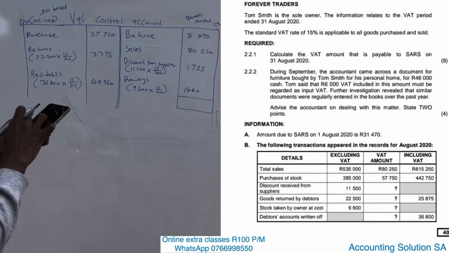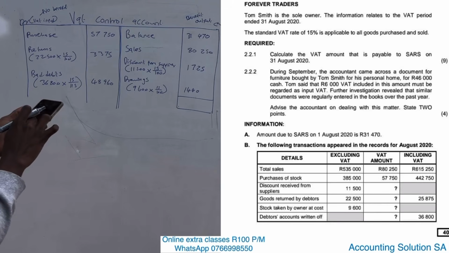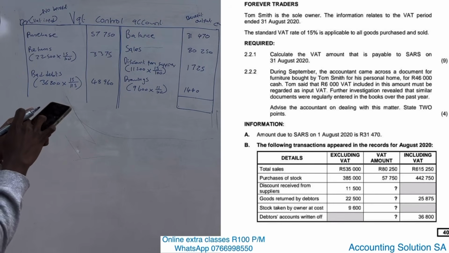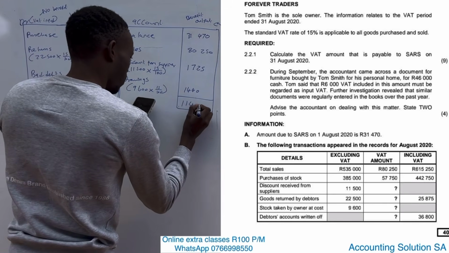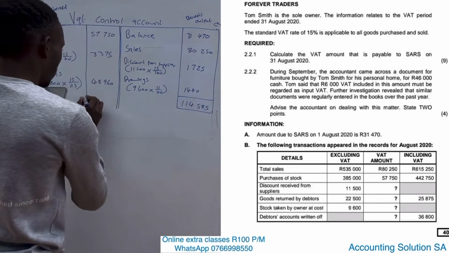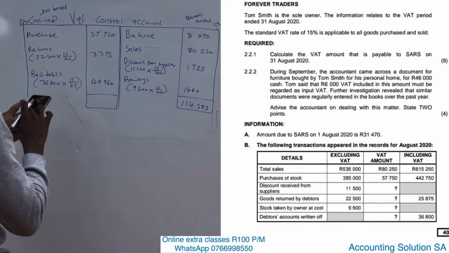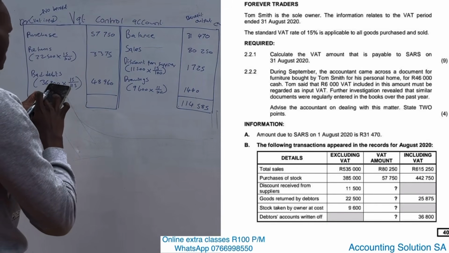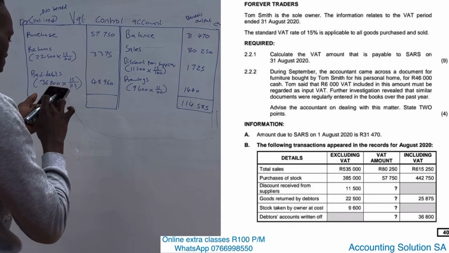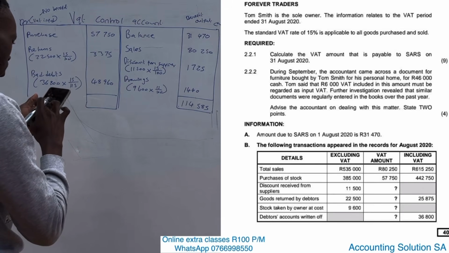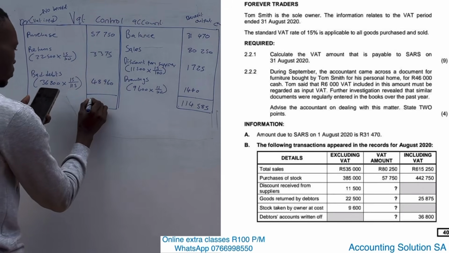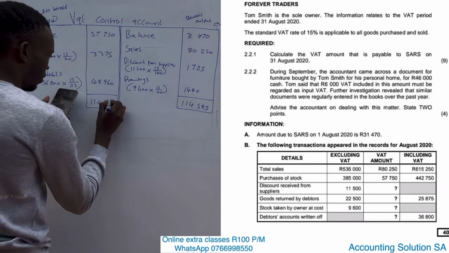We have 31,470 plus 8,025 plus 1,725 plus 1,440. This side we're going to have 114,585, and this side we have 57,750 plus 33,750 plus 18,585, which is going to give us 110,085.